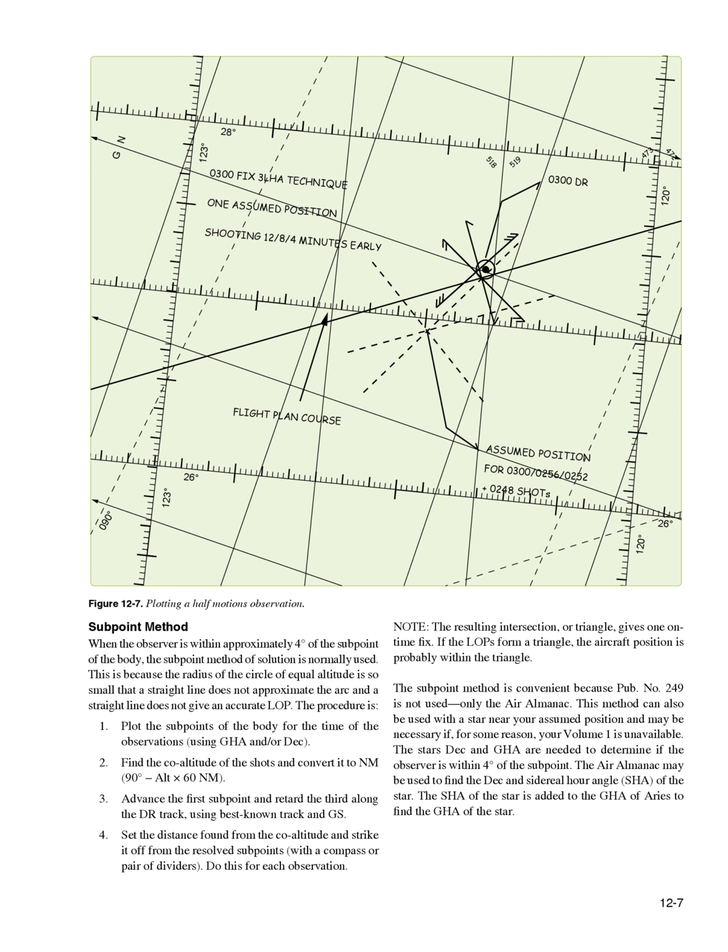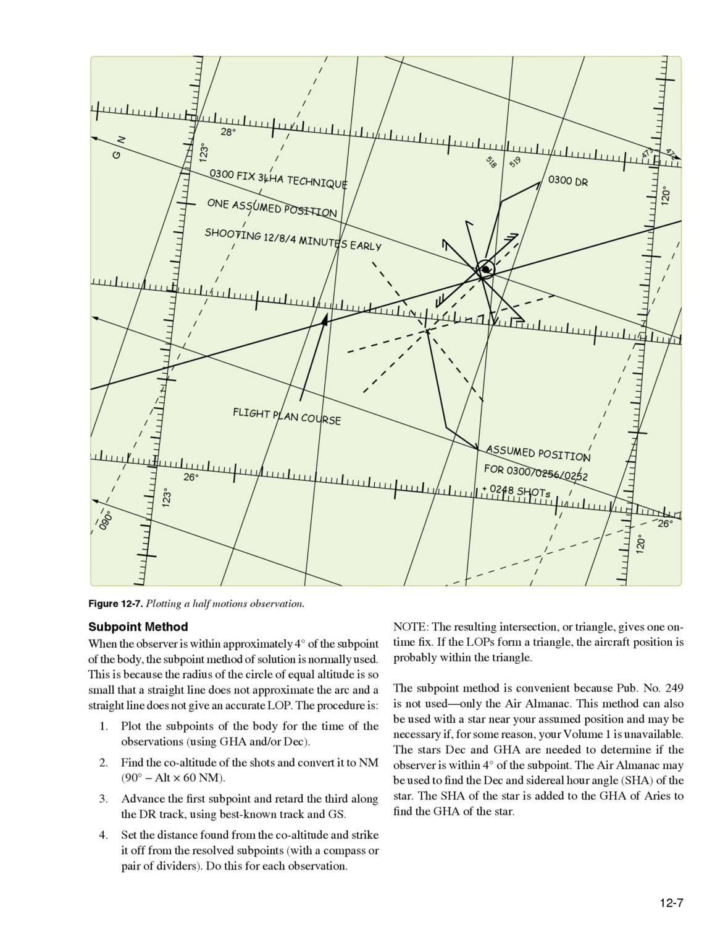The procedure is: 1. Plot the subpoints of the body for the time of the observations, using GHA and DEC. 2. Find the co-altitude of the shots and convert it to nm, 90 degrees minus altitude, times 60 nautical miles. 3. Advance the first subpoint and retard the third along the DR track, using best known track and GS. 4. Set the distance found from the co-altitude and strike it off from the resolved subpoints, with a compass or pair of dividers. Do this for each observation.